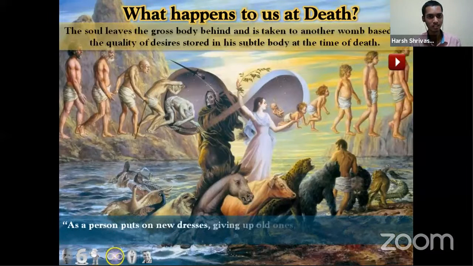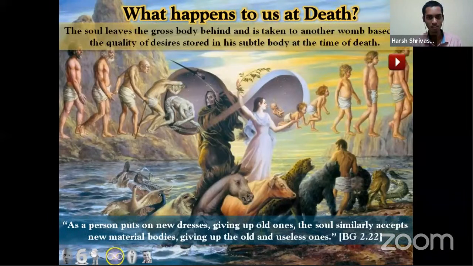What happens to us at death? The soul leaves the previous body and goes to another body, like it is given in Bhagavad Gita 2.22. As a person puts on new dress, giving up the old one, the soul similarly accepts another body, giving up the old one. Very simple thing to understand.